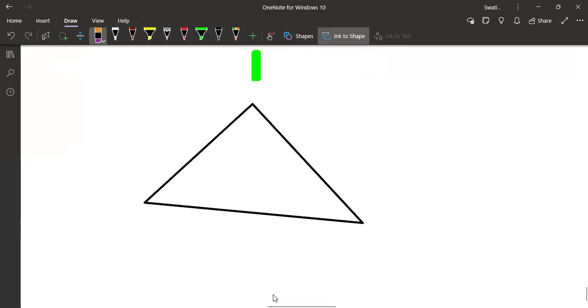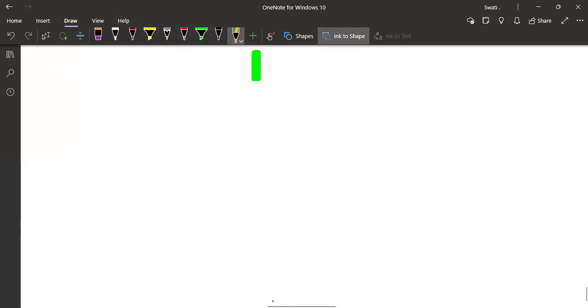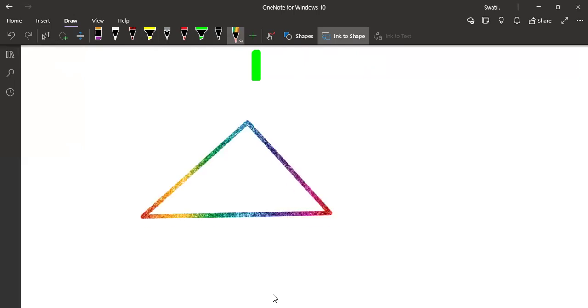Yeah, this triangle properly, so I'll be drawing it again. So tell me, what do you know about a triangle? A triangle has how many sides, how many vertices? A triangle has three sides. Three sides, AB, BC, and CA, right? Three sides. Yeah. How many vertices? Three. Three vertices, A, B, and C.